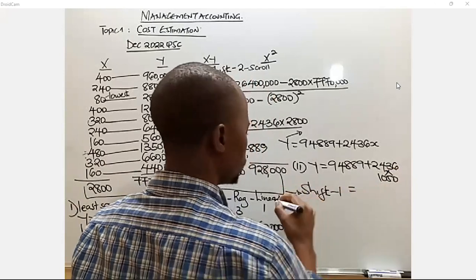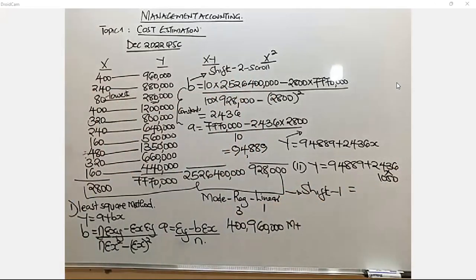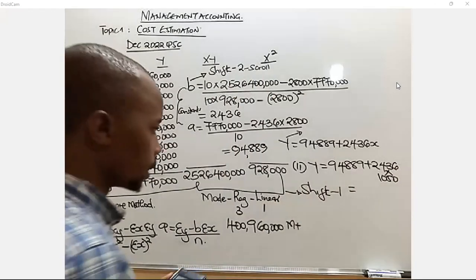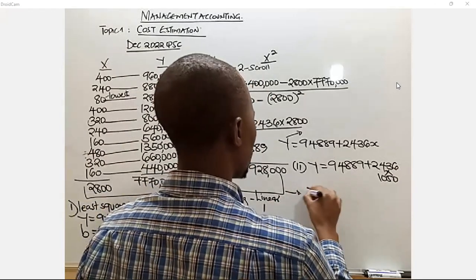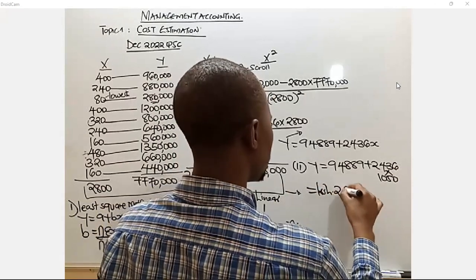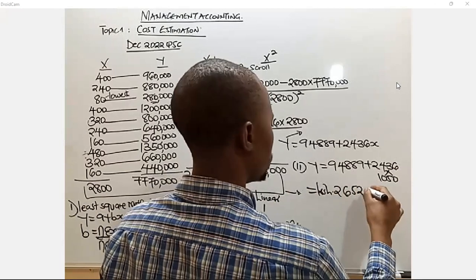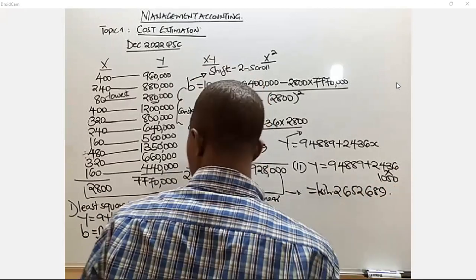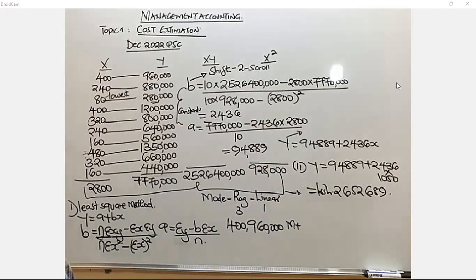So what will be the value of Y? So you just need to do your summations here. It will be 2436 times 1050 plus 94,889. What I'm getting here, I'm getting Kenya shillings 2,652,689. That is how you're supposed to be solving this kind of question.